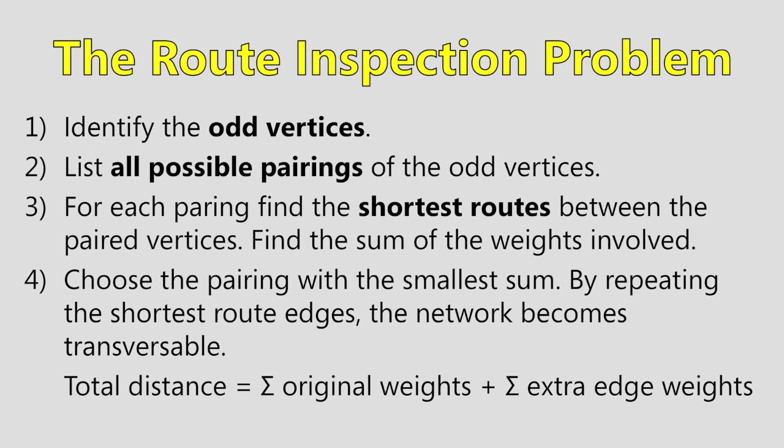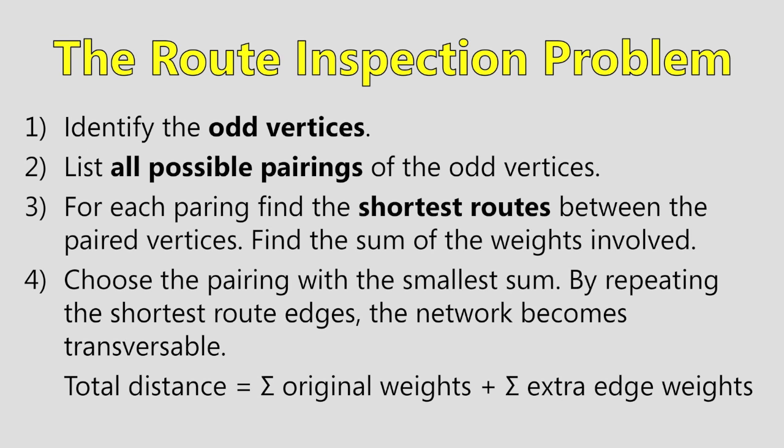This is the algorithm for it. Number 1, identify the odd vertices. Number 2, list all possible pairings for the odd vertices. So if it's A, B, and C, you'd have AB, AC, BC. That's all possible pairings. And for each pairing, find the shortest routes between the paired vertices using Dijkstra's algorithm, or you can do it just by looking at it if you're allowed to in the question.